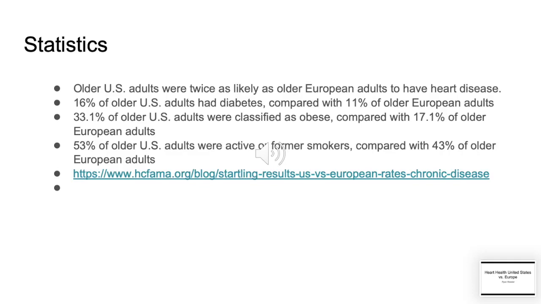Then 53% of U.S. adults were active or former smokers compared to 43% of European adults. The two statistics that jump out to me the most that cause heart disease are the 33.1% of U.S. adults that were classified as obese compared to the 17.1% of European adults, and the 53% of older U.S. adults that were active or former smokers compared with the 43% of older European adults.